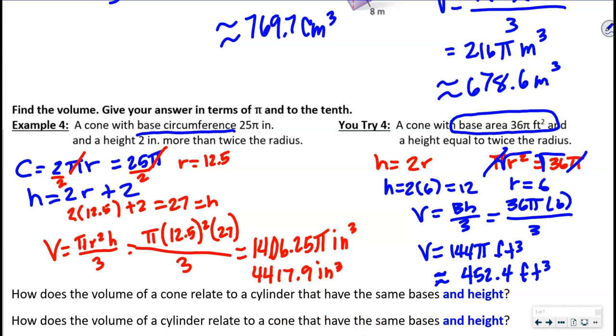So then it says, how does the volume of a cone relate to a cylinder that have the same bases and height? So again, the cone is going to be 1/3 the volume of the cylinder, right?